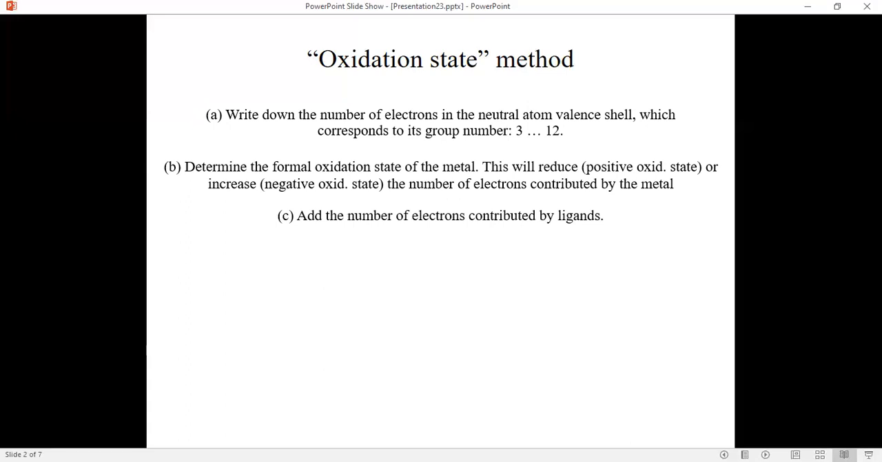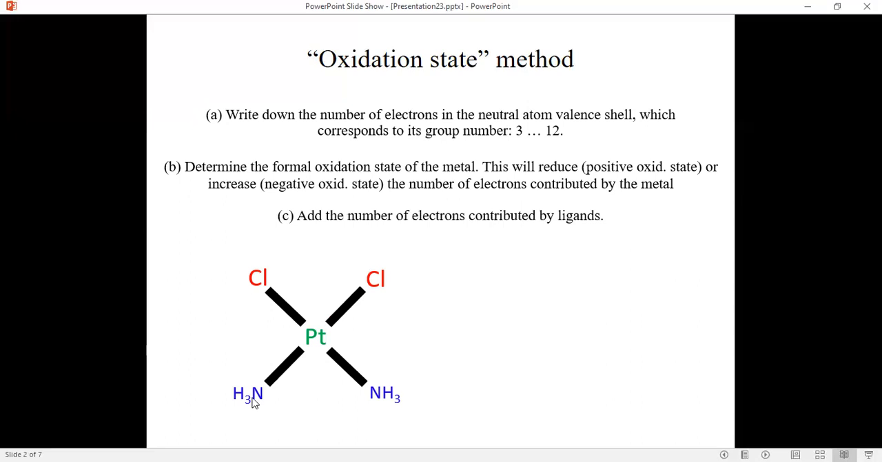Now let us apply these rules to exactly the same example that we discussed previously. The first step is the same. We look at the platinum first, and the platinum is still in group 10, so it will contribute 10 valence electrons. But in the next step, we now have to determine the formal oxidation state at the metal. How do we do this? Well, we cleave the metal-ligand bonds all heterolytically. We assign all the bonding electrons to the ligand.